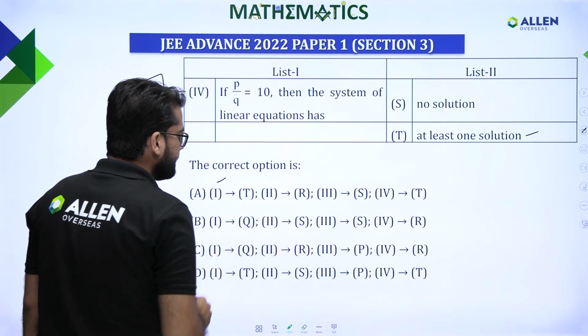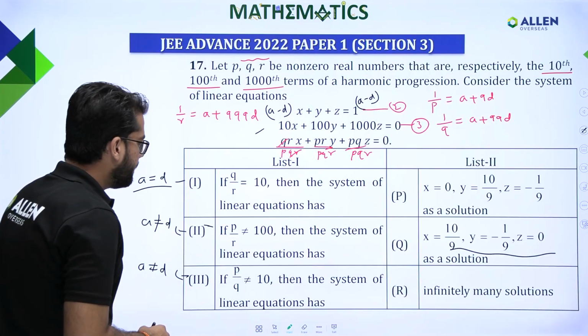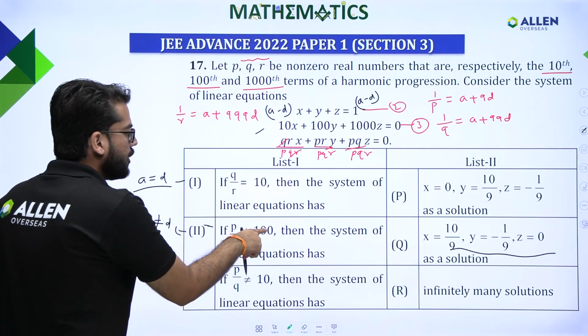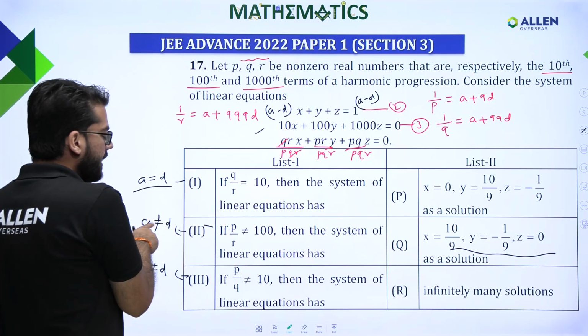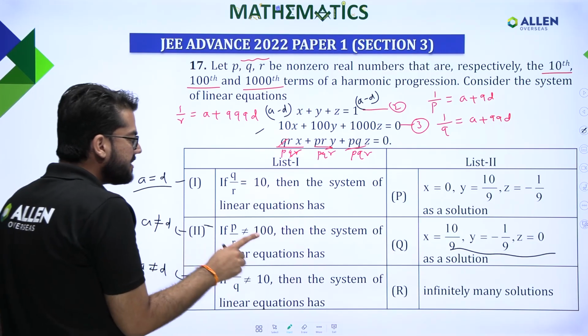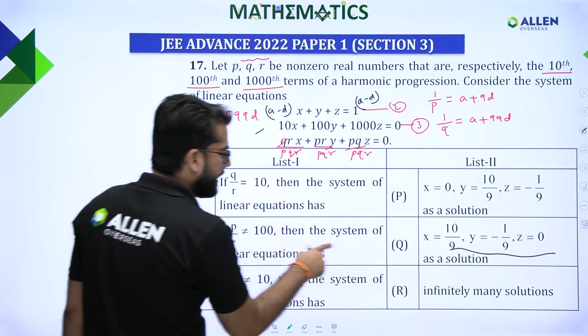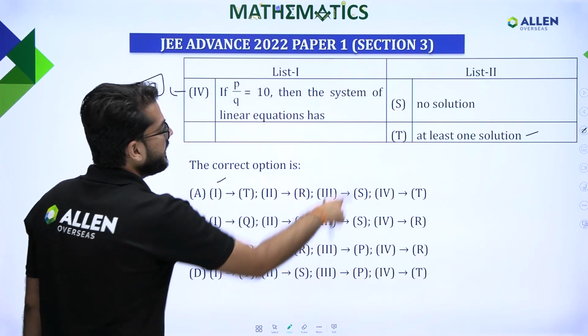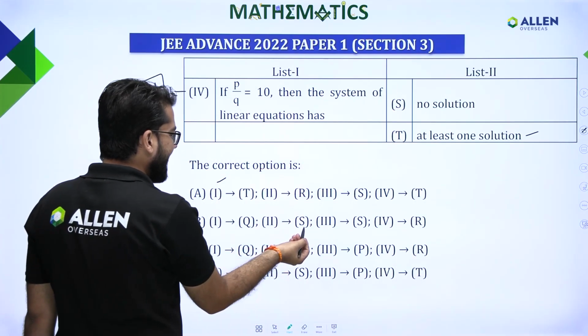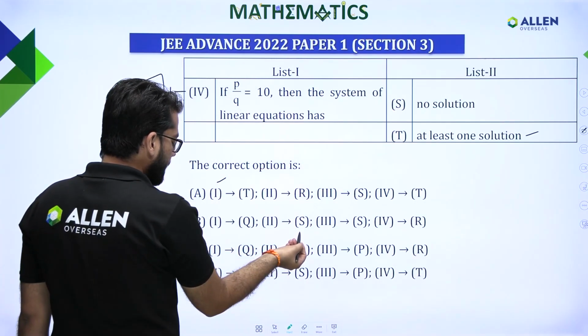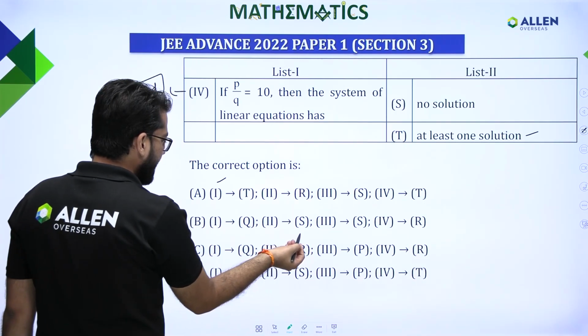We have r s, okay? Second we have p by r does not equal to 100. That means a does not equal d. That means we have the no solution. So second should be connected with no solution, where is it here? So second should be connected with s. Are you getting my point? All right. So second should be connected with s.